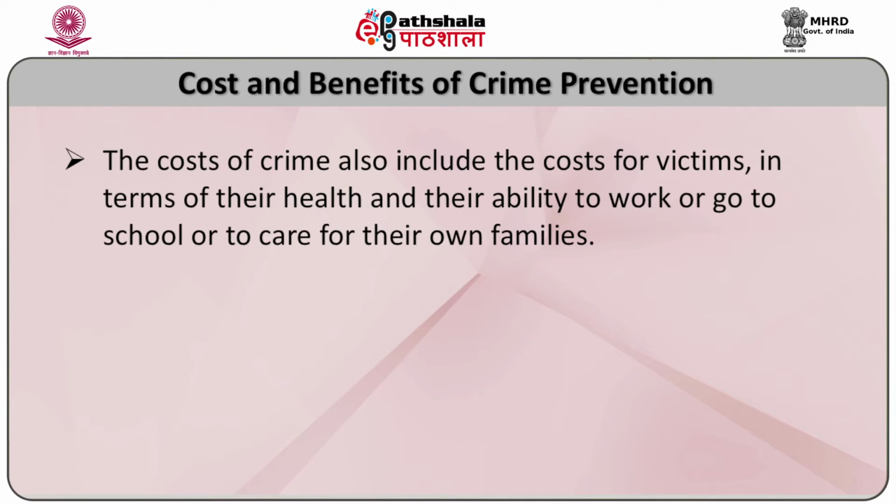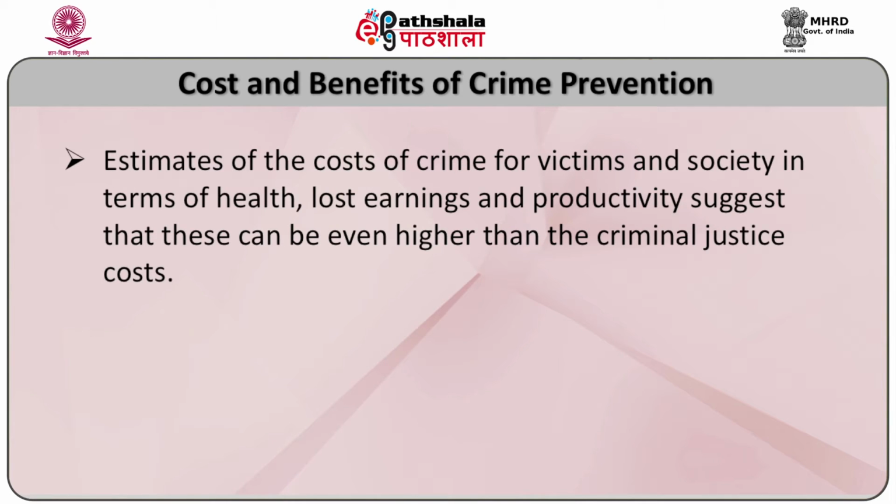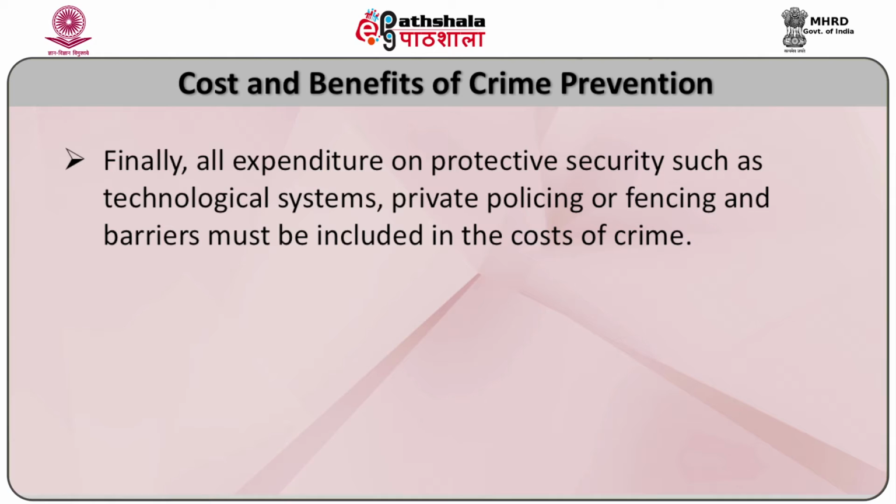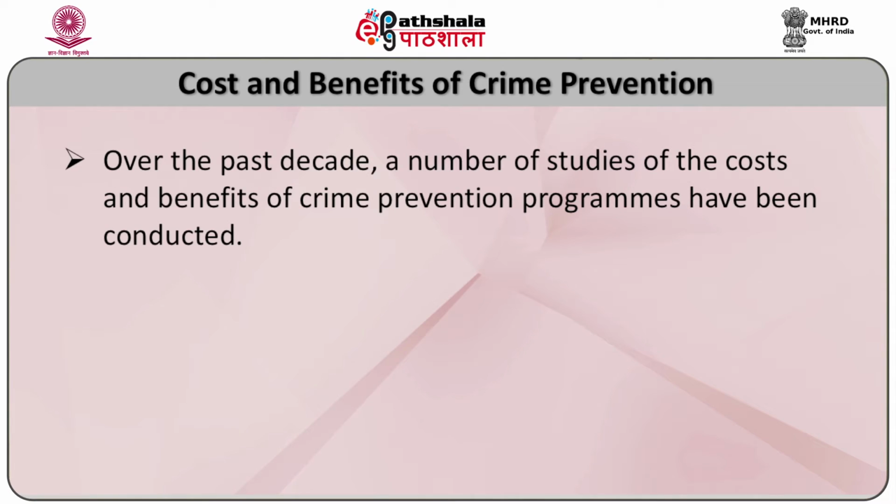The costs of crime also include the cost for victims in terms of their health and their ability to work or go to school or to take care of their own families. Estimates of the cost of crime for victims and society in terms of health, lost earnings and productivity suggest that these can be even higher than the criminal justice cost. Finally, all expenditure on protective security such as technological systems, private policing or fencing and barriers must be included in the cost of crime.